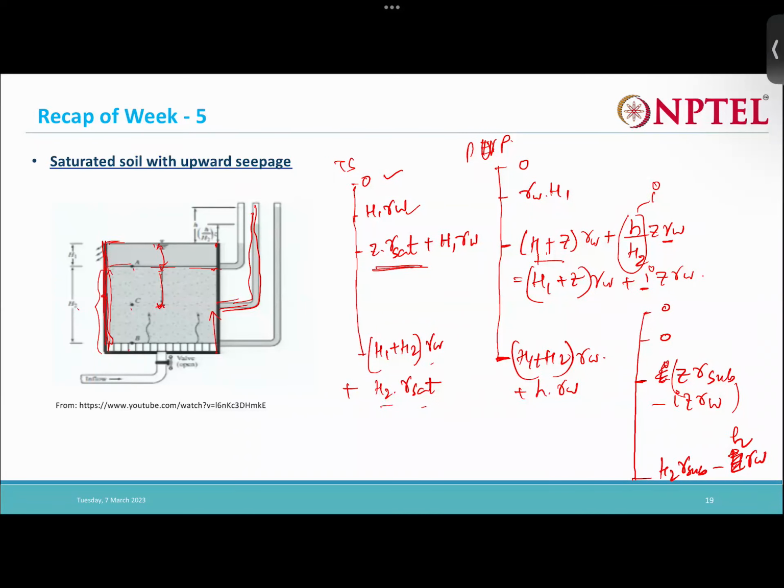Sir, one question related to assignment 6. In assignment 6, one problem is there where seepage is from the top side. So that minus part will be plus, right? Here it will be plus. Here, this one you are getting minus, and this will be plus.